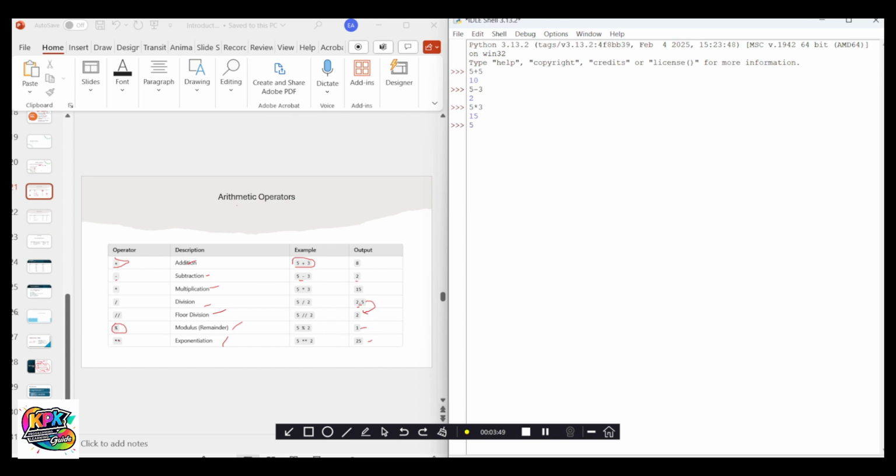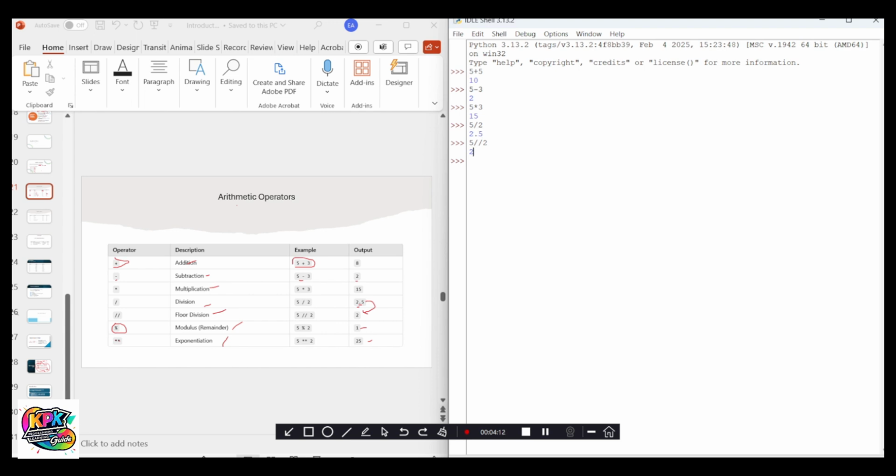So 5 divided by 2 gives 2.5, which is a float. We're looking at data types very soon. Floor division runs it down. So you have 5 double slash 2, and it gives us 2, because floor division runs down this value. Instead of 2.5, it runs it down to the nearest whole number, which is 2.